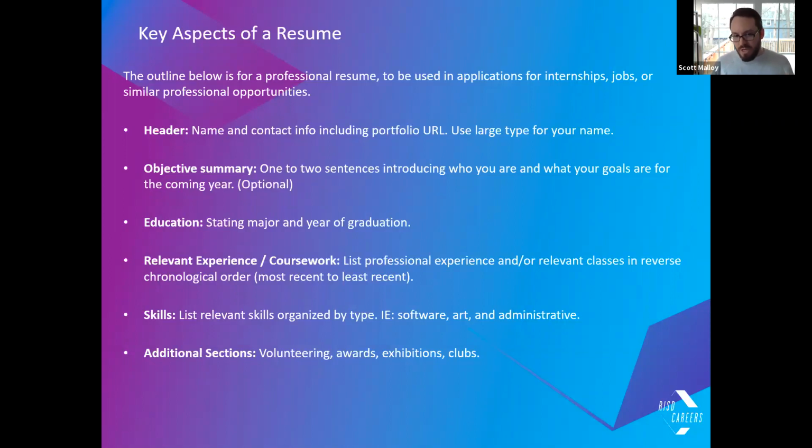You'd then move into your educational history, which for all of you is going to contain what you're studying at RISD. Then another key section you're moving into is a relevant experience or coursework category or studio work category. We'll talk about this a lot as we move through, but this is a key one. Another key one is your skills category that's going to list your relevant skills, typically organized by a category or a type. And then, kind of icing on the cake, are additional sections like volunteering, awards, exhibitions, clubs. So again, we're going to go into this in more detail, but it's helpful to see these main categories all in one place.